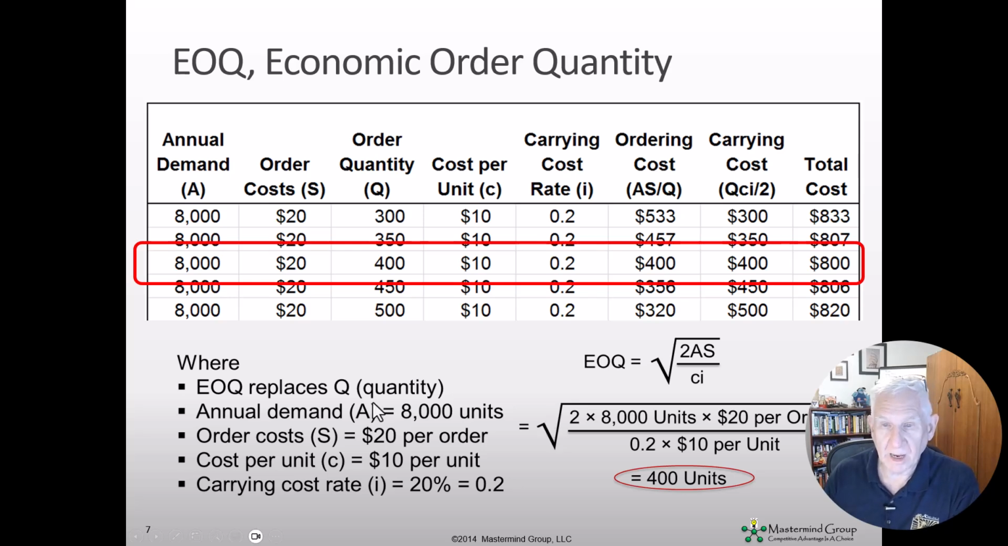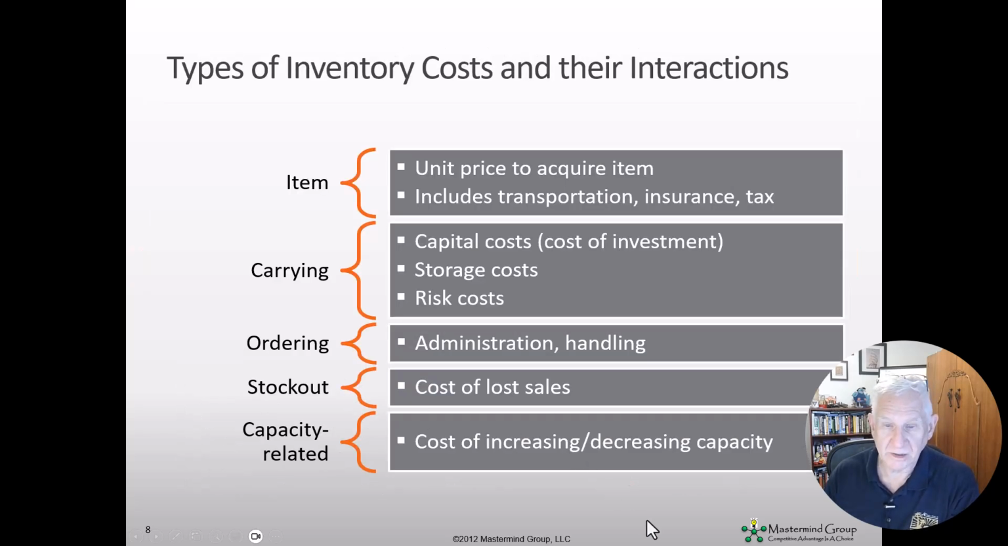Well, what makes up carry cost and order cost? Here we can see several different factors. We're going to look at the top three primarily today. If you have a stock out, obviously there's cost of lost sales, so that could be a factor in terms of revenue. And capacity related would be something to pay attention to in terms of production. We're not going to focus on that today.